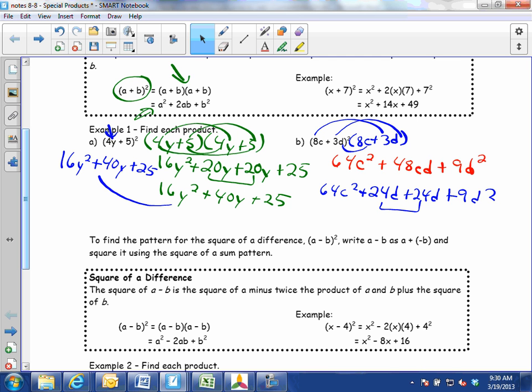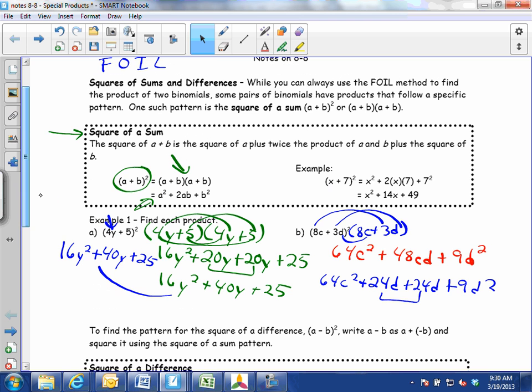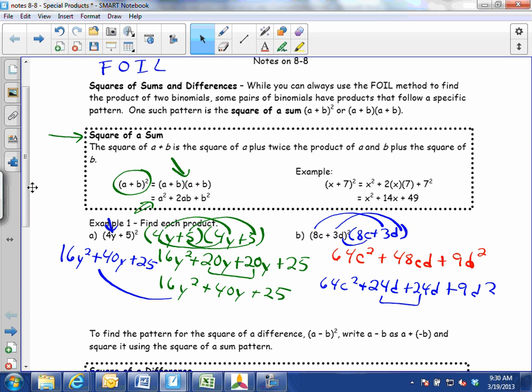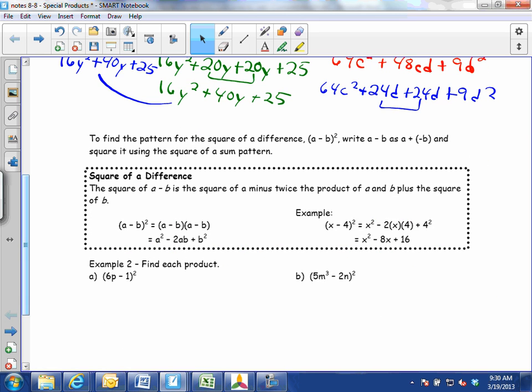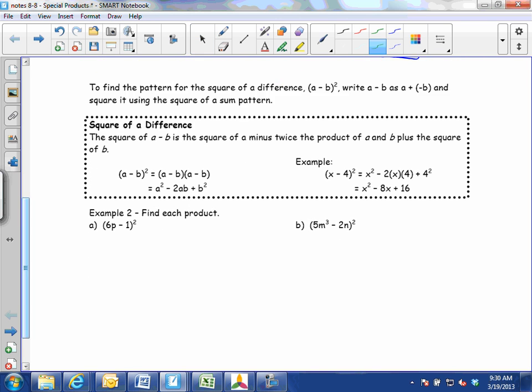Okay, so that would be the square of a sum. Square of a sum, because sum means we're adding those two terms. If I'm taking the square of a difference, where I'm subtracting the two terms, it's the same idea. The only thing that's different is that I would be subtracting the middle term. Okay, so let's look at this one.